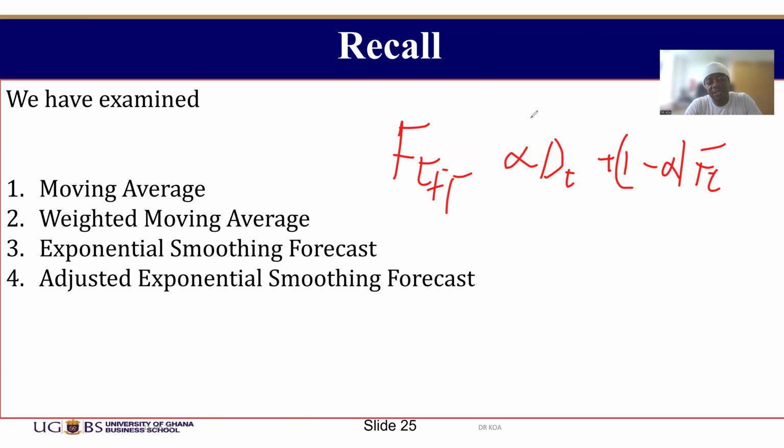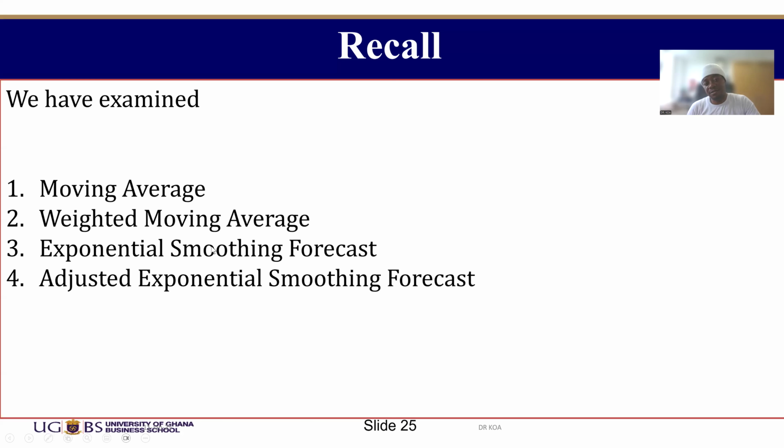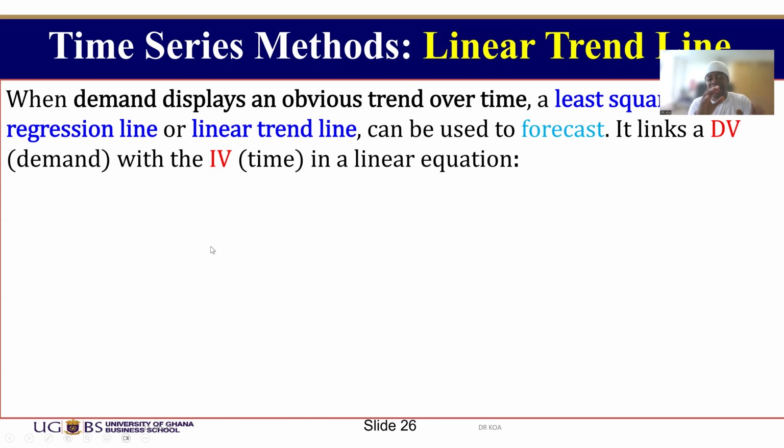Then we looked at adjusted exponential smoothing. That one requires that you already have an alpha, and then you also get a beta. And so that is taking into consideration a forecast before you use that forecast to do further forecasting. So we've looked at these, and today we want to go to something else, still within the forecasting environment, a new approach of forecasting, which is linear trend.